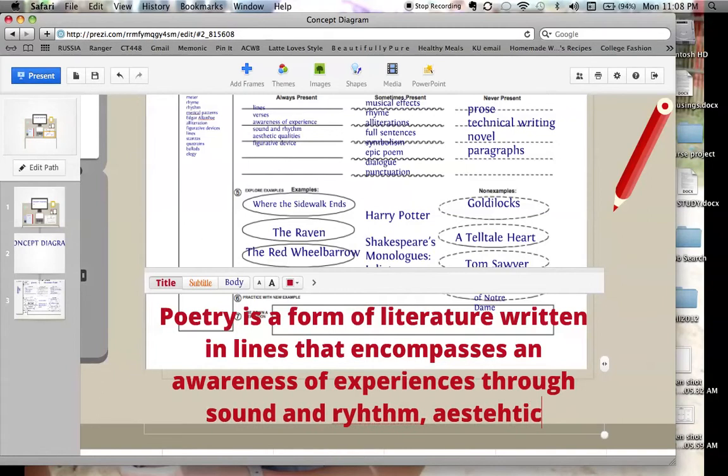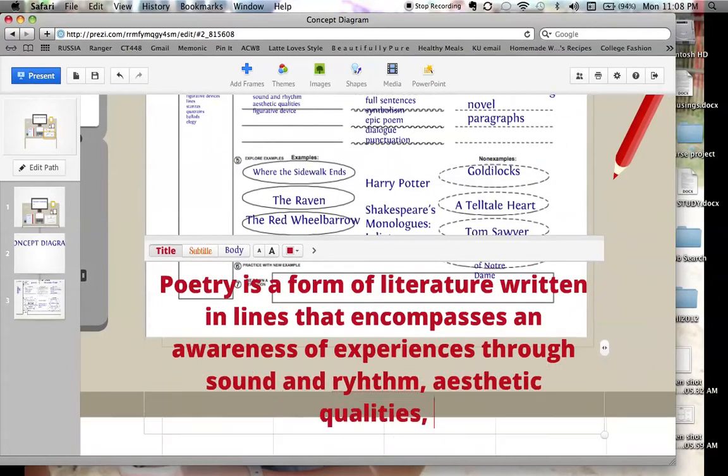aesthetic, sensory qualities, and figurative devices. And so there we go. Here is our concept diagram.